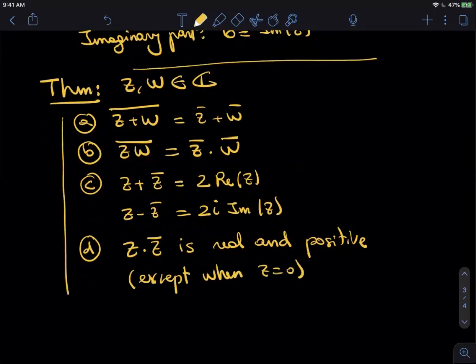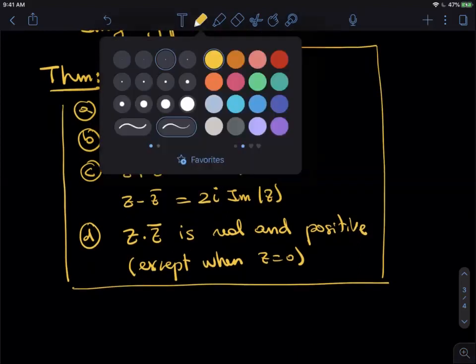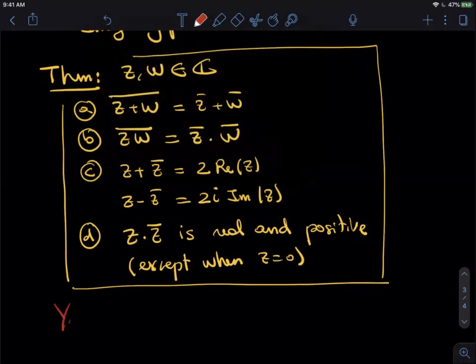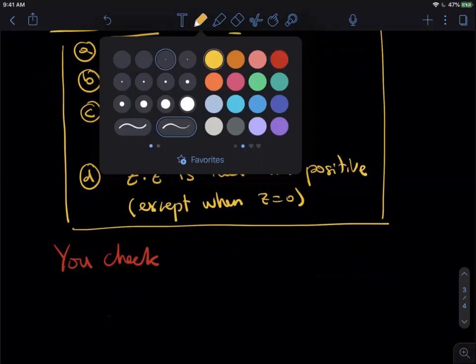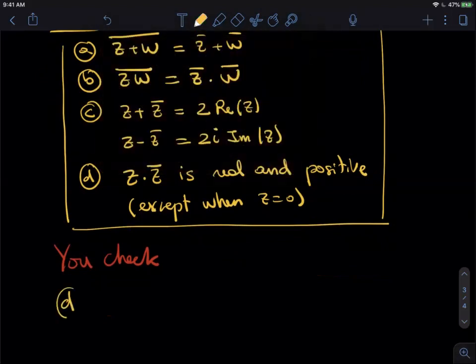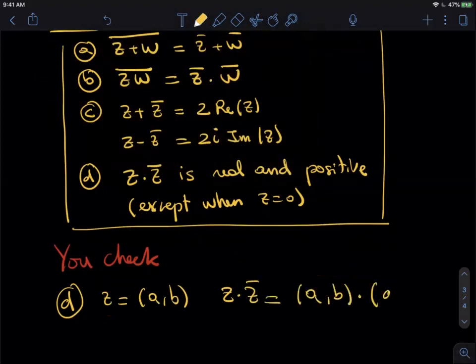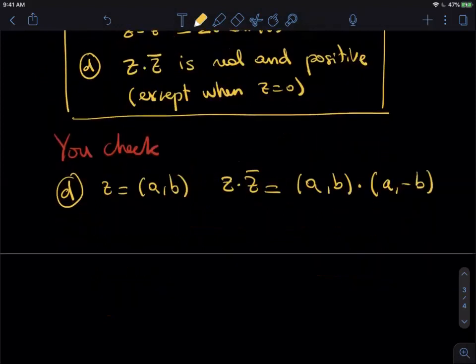So these are some properties. I leave these ones for you to check. The only one I will check is property D. Here if we have z that is (a, b), then z times the conjugate is (a, b) times (a, -b). And when we do this product, we get a squared plus b squared.